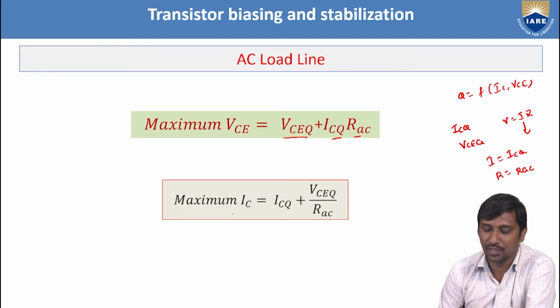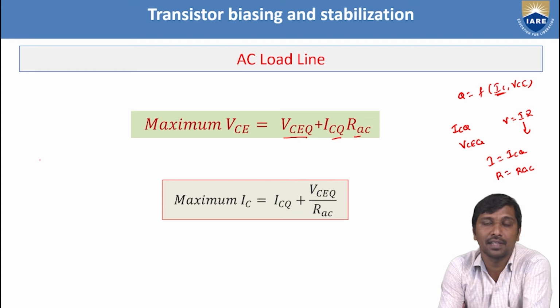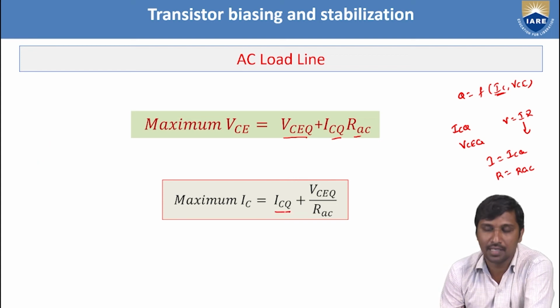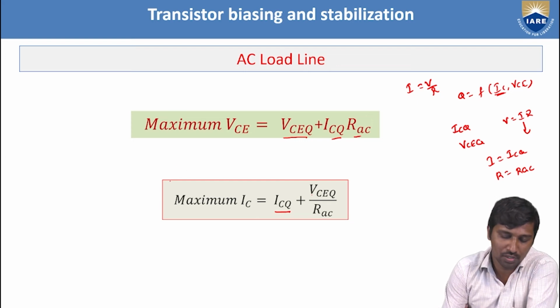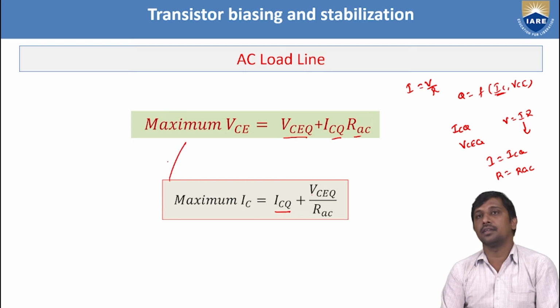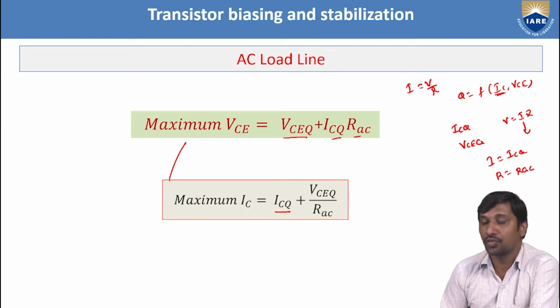Similarly, if you want to calculate the maximum IC, the maximum collector current is also passing through the Q point collector current, which is represented as ICQ. Again, we know that I is the ratio of voltage to resistance. So here the voltage is VCEQ, but the resistance is RAC. Hence, now we are going to plot these two parameters in the load line analysis.